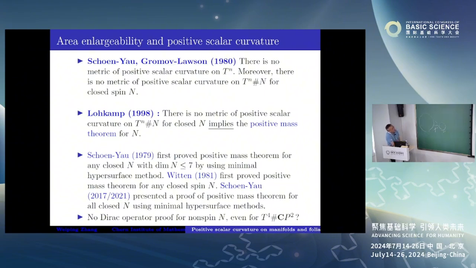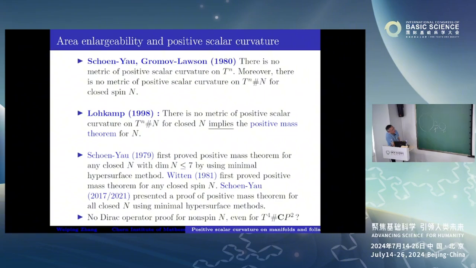This kind of result is interesting because many years later, Lohkamp made an important insight: the property that there is no metric of positive scalar curvature on the connected sum with a torus implies the positive mass theorem for the closed manifold N. Now let us recall that the positive mass theorem was first proved by Schoen-Yau in dimension less than or equal to 7 using the minimal hypersurface method. Then Witten proved that the positive mass theorem holds for any closed spin manifold.